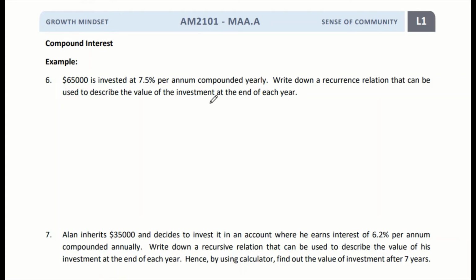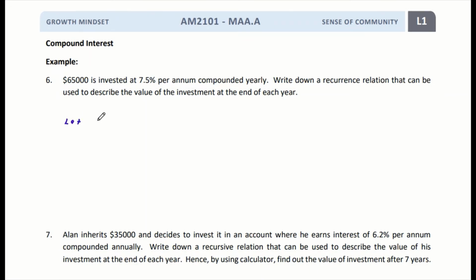Okay, so same thing, you need to get yourself familiar with the percentage. If for this amount of money you are going to get an interest of 7.5%, then to find out the total value in the investment account, you multiply straight away by 1.075. So same thing, we let A_n be the value of the investment at the end of each year.